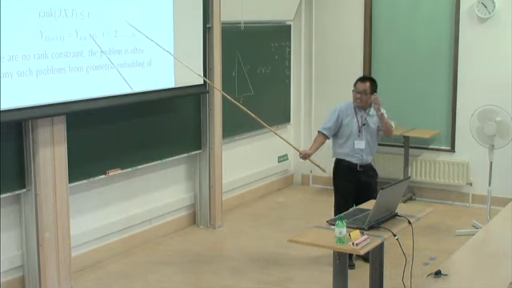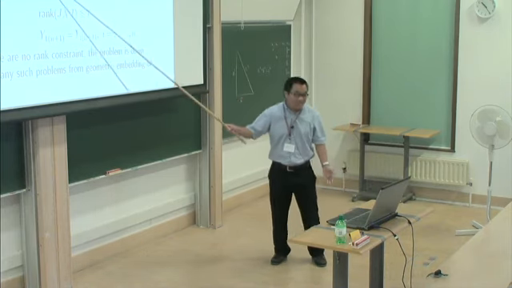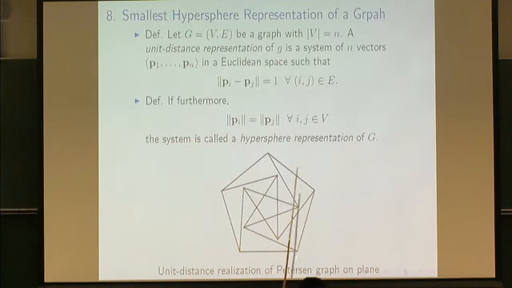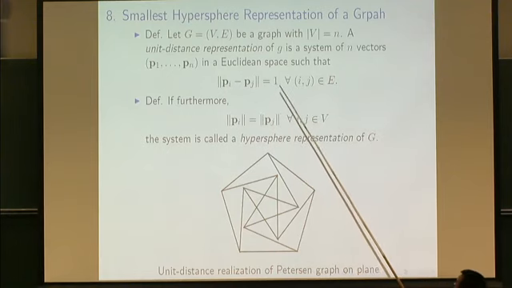All right. And so let's assume that we have an objective function to minimize or maximize. Now, assume that we can solve such a problem efficiently. Now I come to the graph problem. So one of the graph problems that I come across is this: the smallest hypersphere representation of a graph. So probably you would know more than I do.